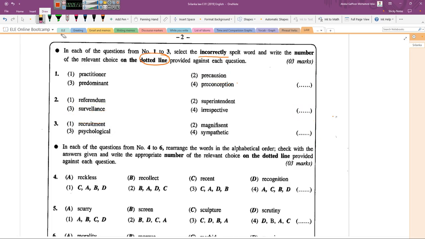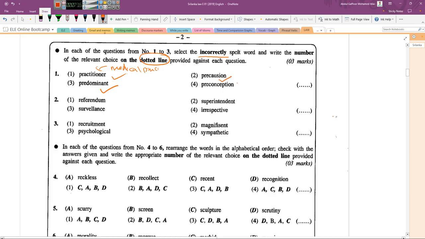Okay, so the first one is practitioner, right? For example, practitioner means medical practitioner. That is correct, okay? And predominant. Okay, predominant is also correct.